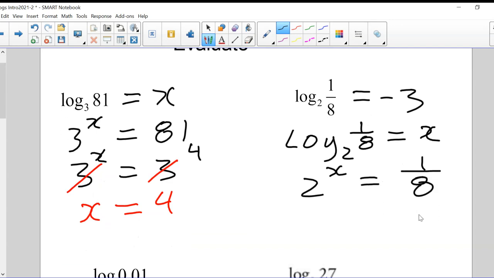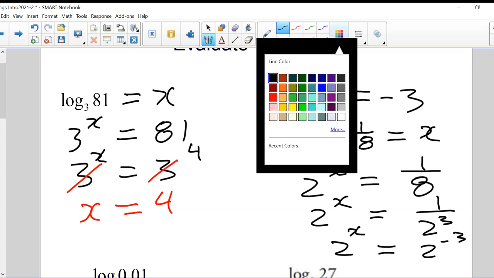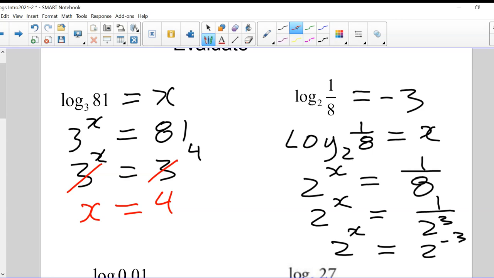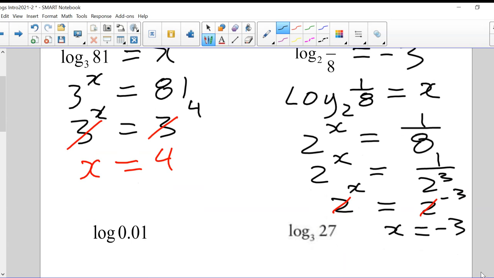And I'm thinking I need to make this 8 have a base of 2. So I'm thinking 1 over 2 to the power of 3 is 2 to the power of x. And this is the same thing as 2 to the minus 3. Remember Mr. Richards talked about that a few minutes ago. And therefore, when the bases are the same, so this is 2 to the x, is 2 to the minus 3. The bases are the same. I don't need the bases anymore. And therefore, x is just simply equal to minus 3. So there's your answer, absolutely.